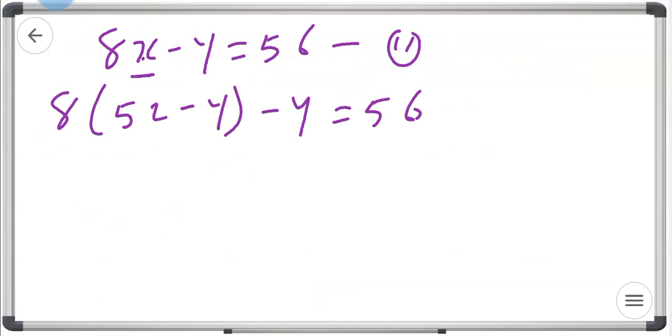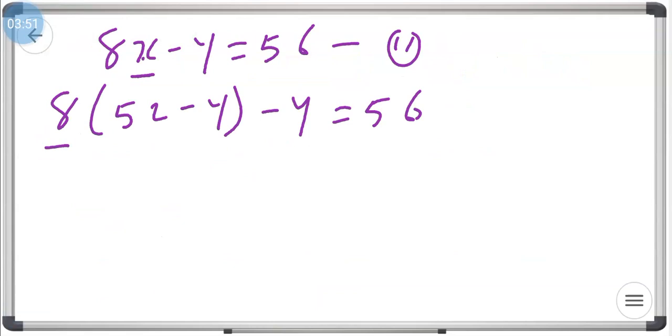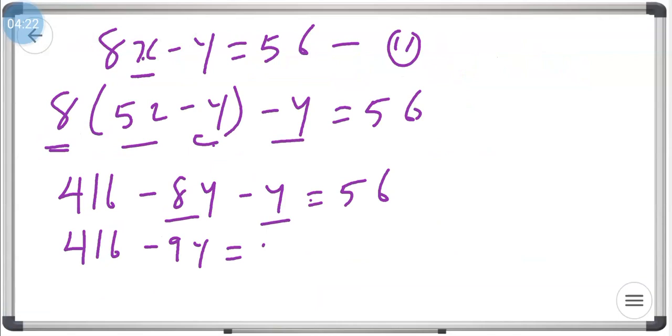Now we need to expand the bracket. 8 multiplied by 52 gives us 416. Also 8 multiplied by minus y gives us minus 8y. Then this minus y here, minus y equals 56. So we'll be having 416 minus 8y minus y. That will give us minus 9y. So 416 minus 9y equals 56.